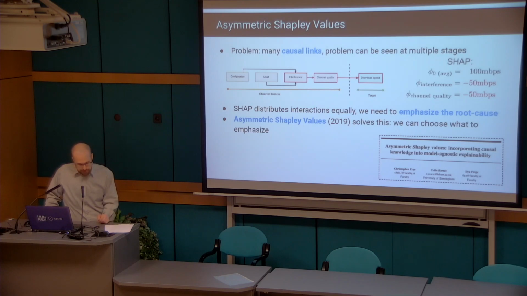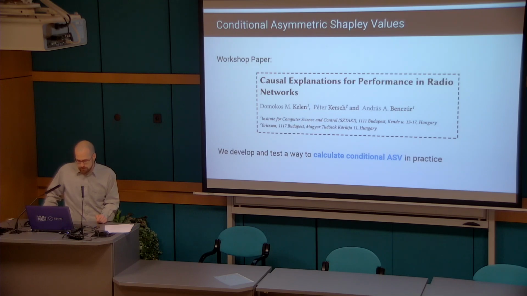So asymmetric Shapley values is a general framework to include any kind of causal graph into the explanations, and then we can choose whether to emphasize the root causes or the immediate causes. And obviously we want to do the root causes because that's the general idea. So the first paper that we have in this research is a way to calculate asymmetric Shapley values in a way that the output reflects the conditional version of SHAP.